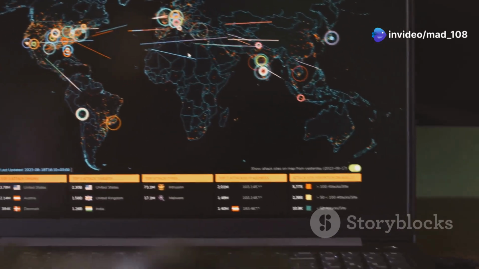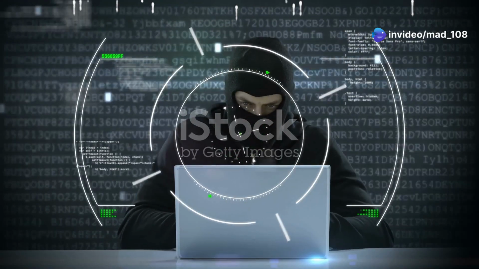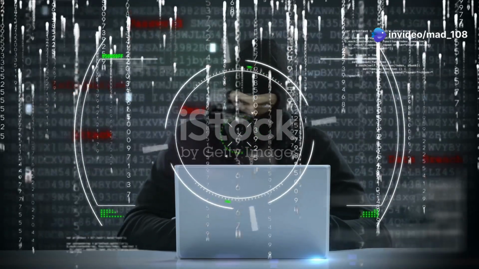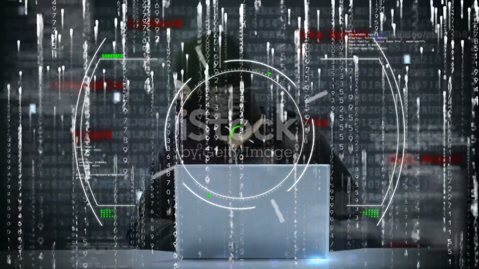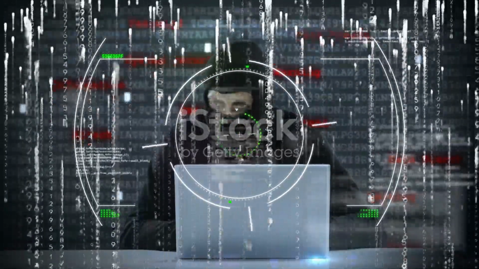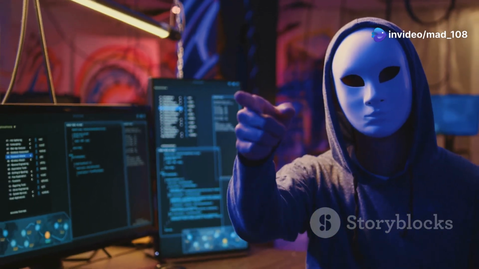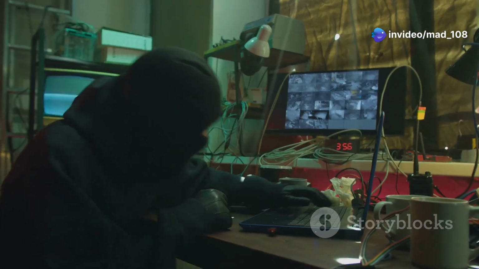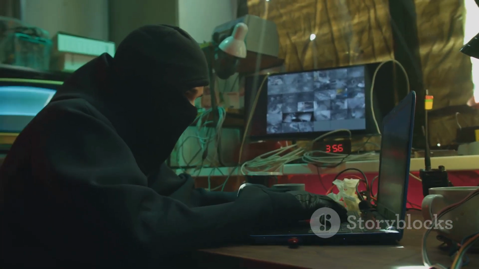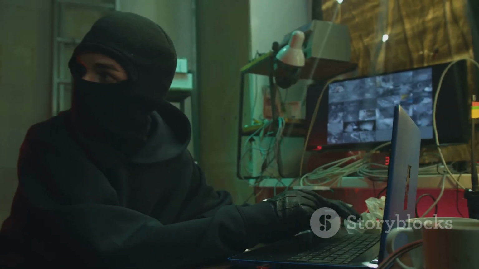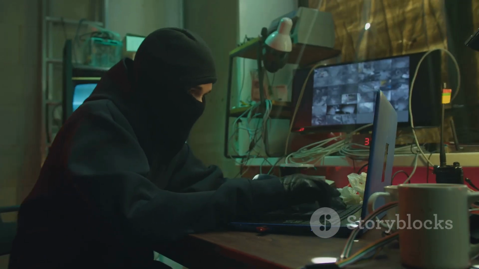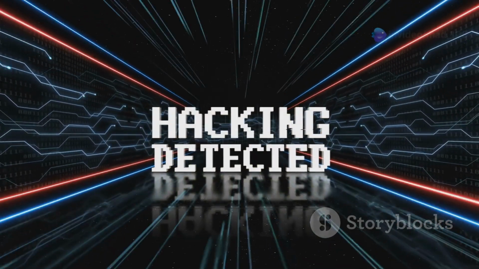First, scanning for networks. The attacker uses a tool like AirCrack-ng to scan for nearby Wi-Fi networks and identify their targets. Next, identifying the target. The attacker selects the target network and identifies the access point's MAC address, which is a unique identifier for the device, then spoofing the MAC address. The attacker uses a tool like MDK3 to disguise their own device's MAC address as a legitimate device on the target network. After that, sending deauthentication frames.